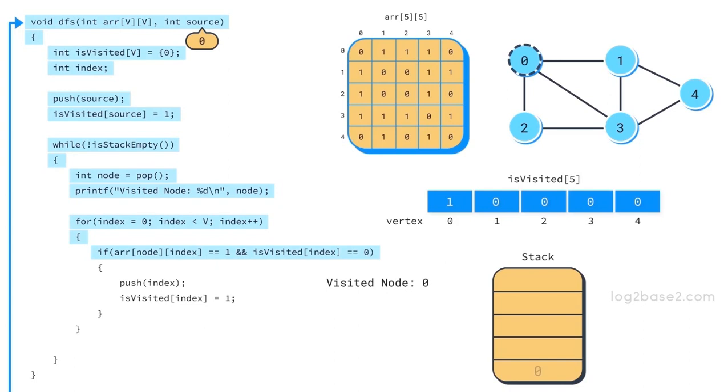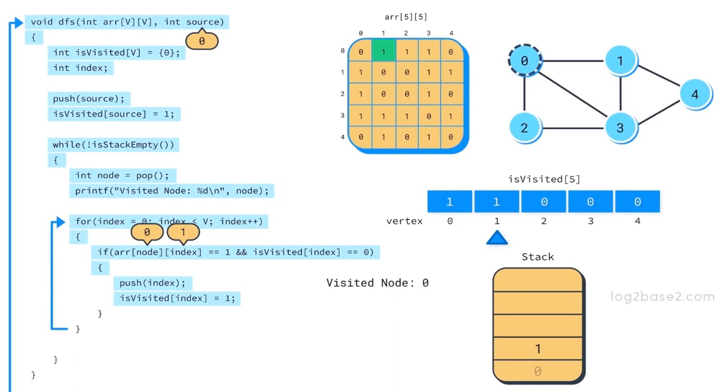So if index is a neighbor of node and if it is not already visited, we have to add it to the stack and make it visited. But here we have ARR of 0, 0 equal to 0. So if fails, and in next iteration index equal to 1. And ARR of 0, 1 is equal to 1 and isVisited of 1 equal to 0. That is, 1 is not visited yet and it is a neighbor of 0. So insert it into the stack and make it visited. So isVisited of 1 equal to 1 now.